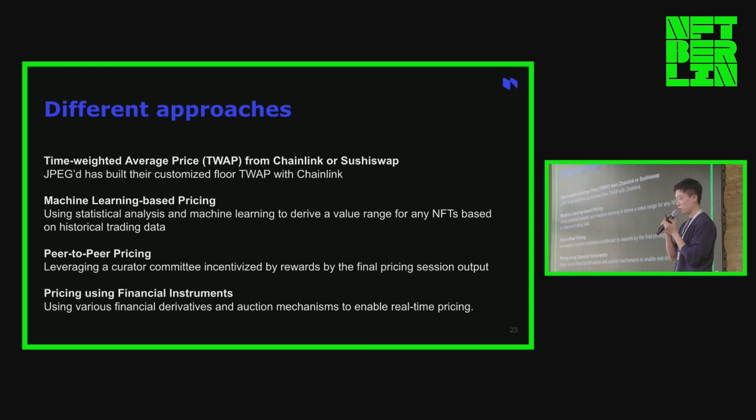There are different approaches to valuing NFTs. One is time-weighted average price, so-called TWAP, from Chainlink and SushiSwap. Then machine learning-based pricing, which is what we are doing. Then there is also P2P pricing. Abacus, Taker, and Upshot used to do this method, and some of them decided not to go on with this approach anymore. And then pricing using financial instruments. This is also a hot topic. Abacus Spot, I guess, is working on this problem.